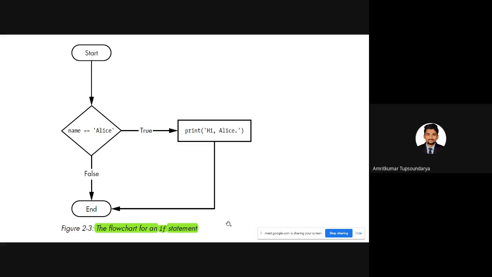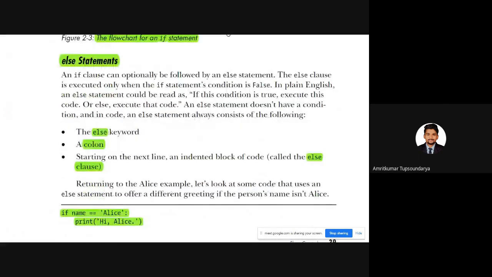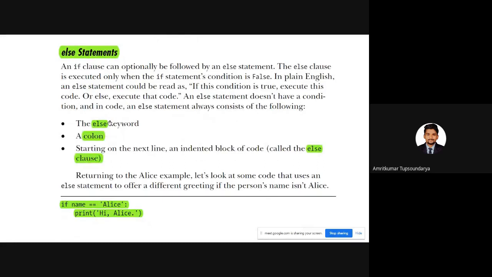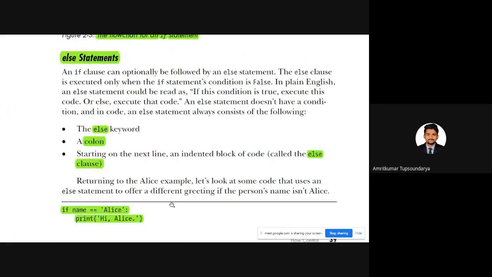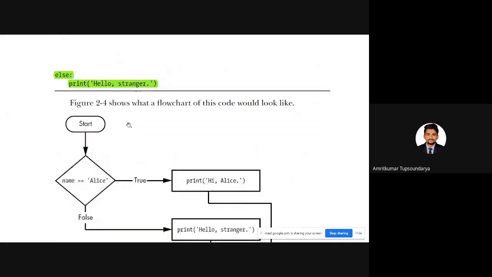Similarly, when we talk about the else statement, else also consists of these things: the keyword else has to be there, followed by a colon, and the starting of the next line, that is the indented block of code, is called the else clause, as I discussed earlier. So here is an example: if name is equal to alias, print hi alias. This is the if statement. Now the second part, let's say it has an else statement, that is, if it is not alias, then it prints hello stranger.